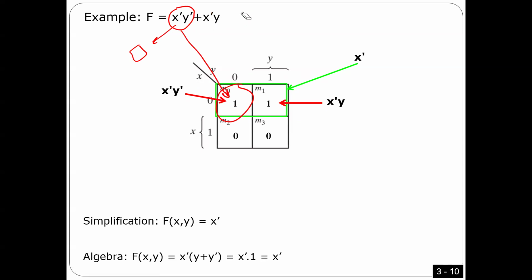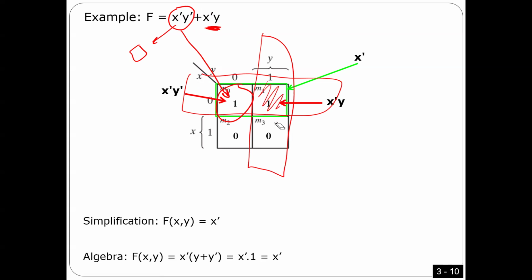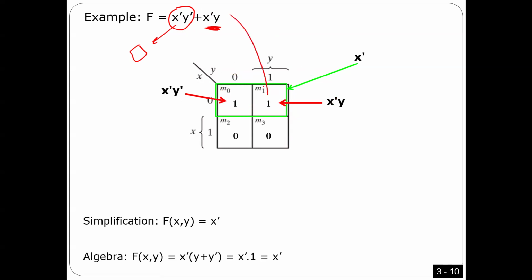Let's look at the other term here. I'm going to repeat everything again. The intersection of the area of y and the area of x prime. This is the area of y, and this is the area of x prime. So the intersection should give you this one. Because of this term here, I'm going to put one here.